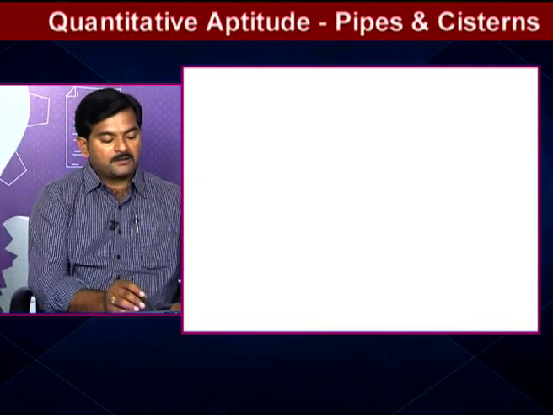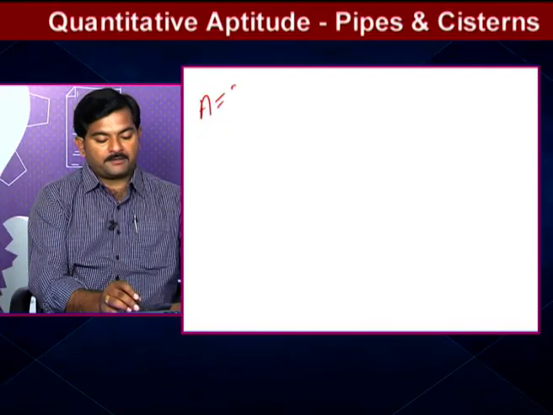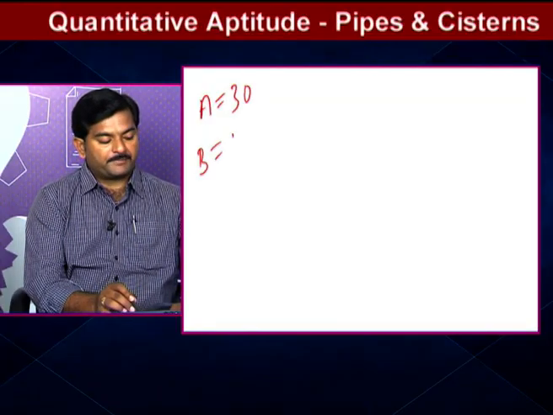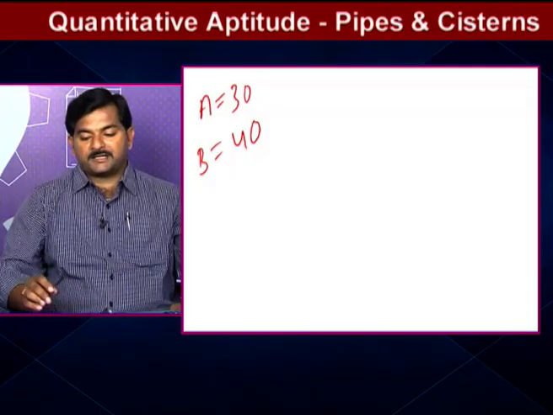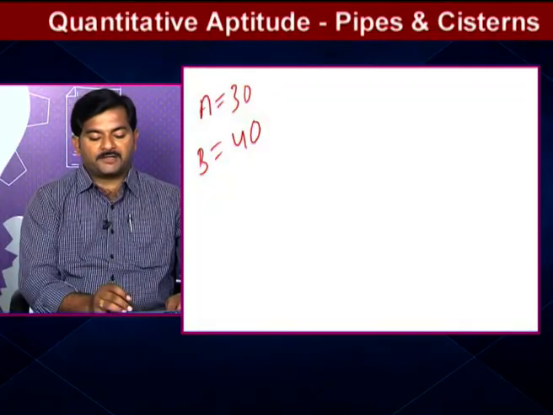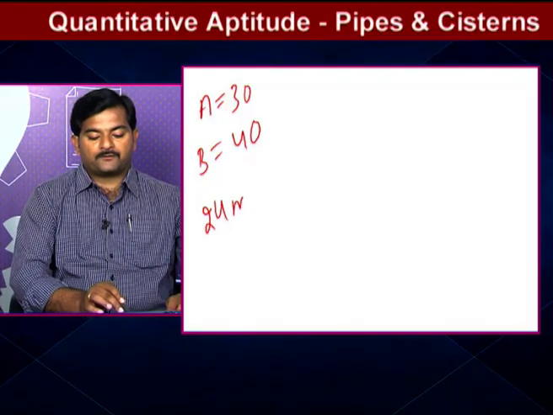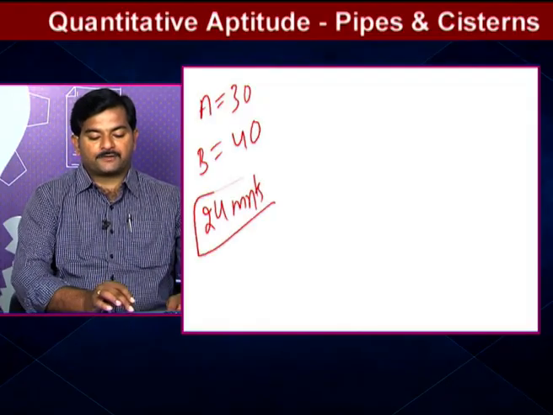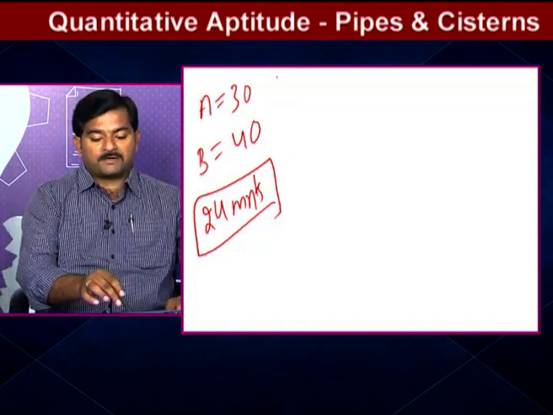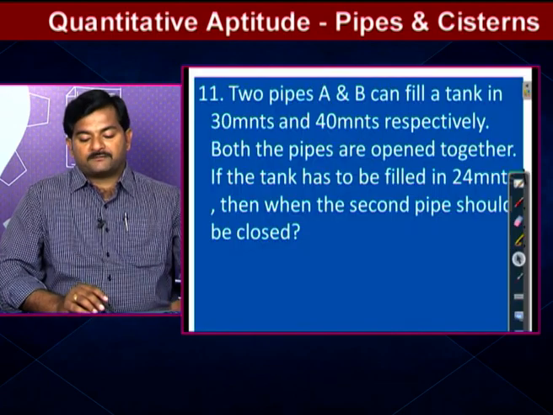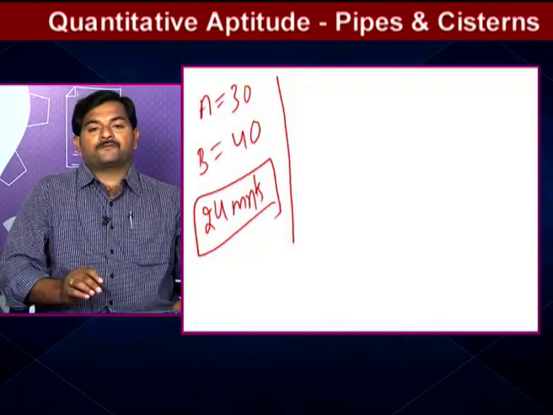Pipe A can fill in how many minutes? 30 minutes. Similarly, pipe B, 40 minutes. See here, interestingly, he gave one condition: both pipes are opened together and the tank has to be filled in only 24 minutes. So what does it mean? Total work should be done in only 24 minutes. When should the second pipe be closed? He asked you to find it about the second pipe.